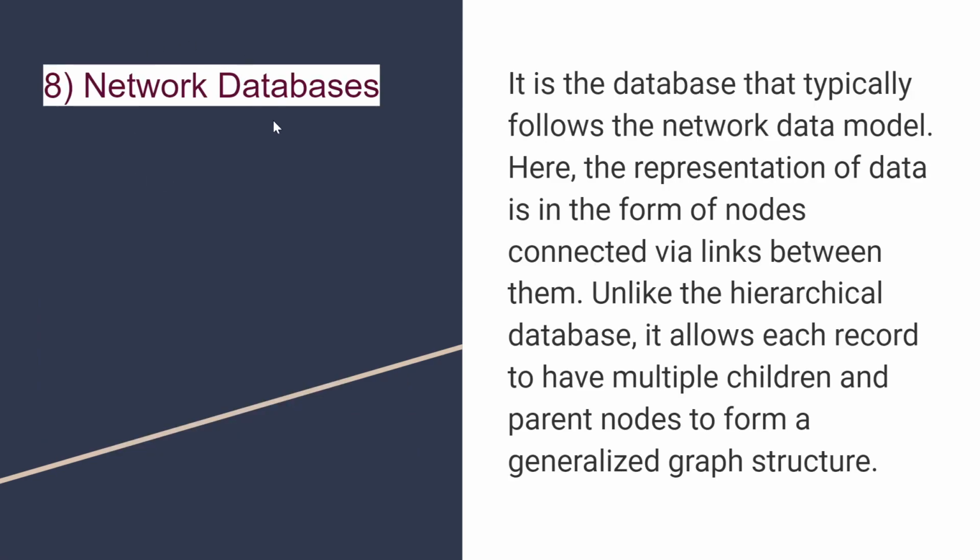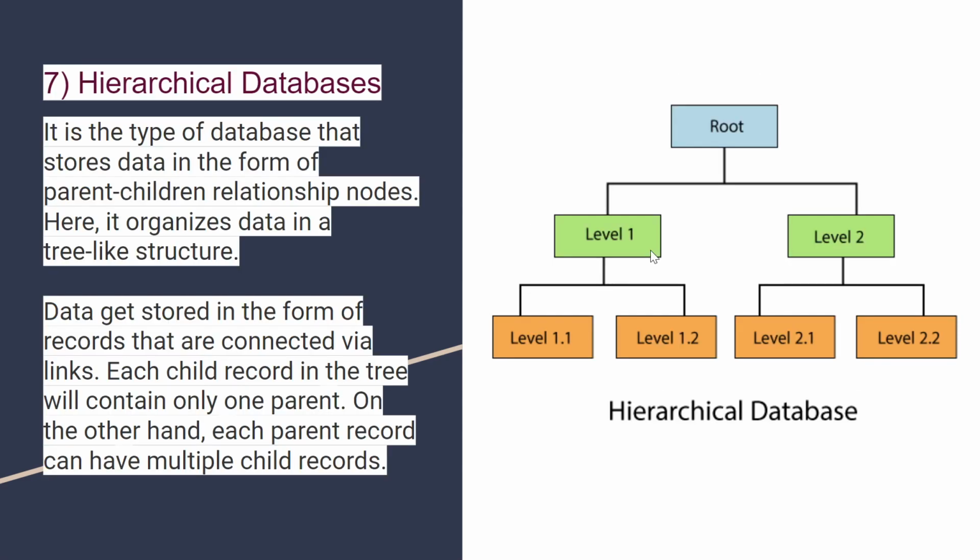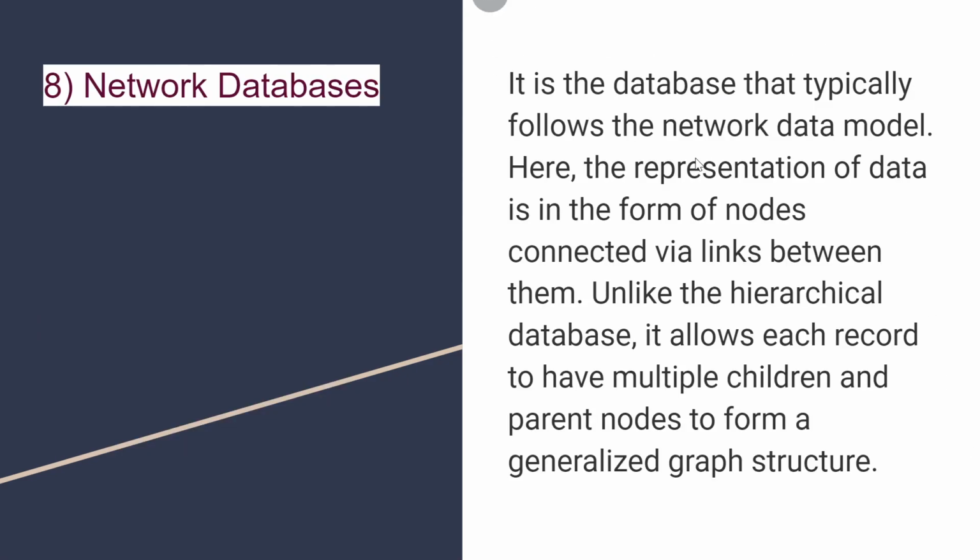So the network database. It is a database that typically follows the network data model. Here the representation of the data is in the form of nodes which are connected by links. Whereas in the hierarchical, the data is stored in the form of records and connected by links. Here it is in the form of nodes and connected by links. Unlike the hierarchical database, it allows each record to have multiple children and parent nodes, forming a generic graph structure.